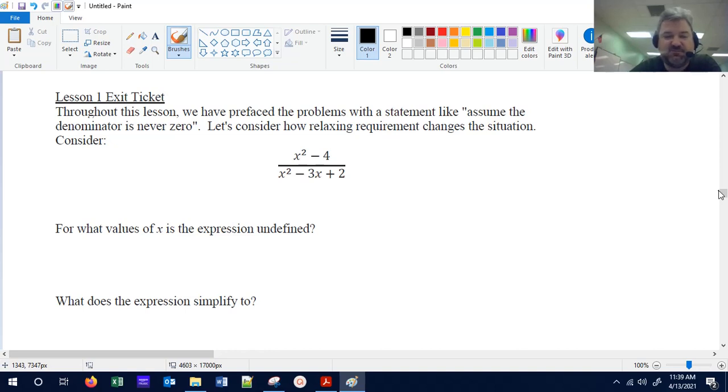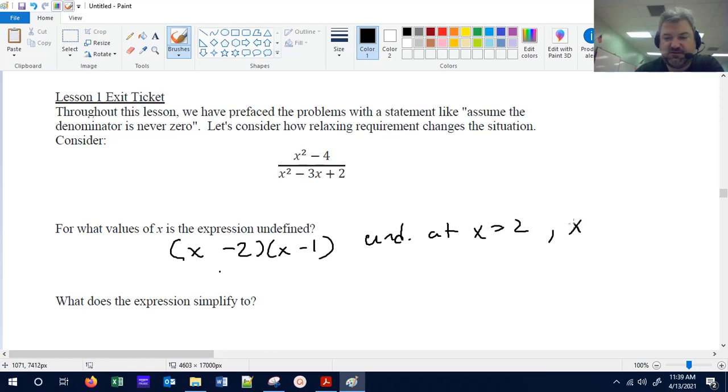Well, it's undefined whenever the denominator is 0. So it's undefined if I were to factor the denominator, x minus 2, x minus 1. So it's undefined at x equals 2 and x equals 1. If I plug in a 1 here, I would get 1 minus 4 is negative 3 on top, but I get 1 minus 3 is negative 2, negative 2 plus 2 is 0. So those are the values I can't have.